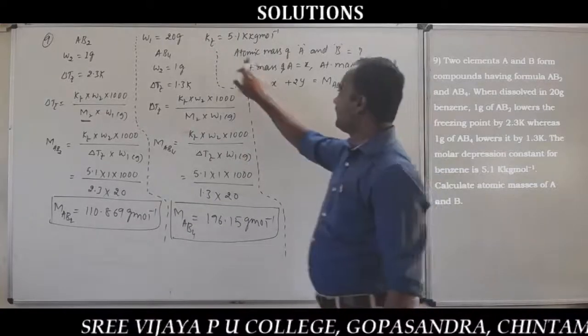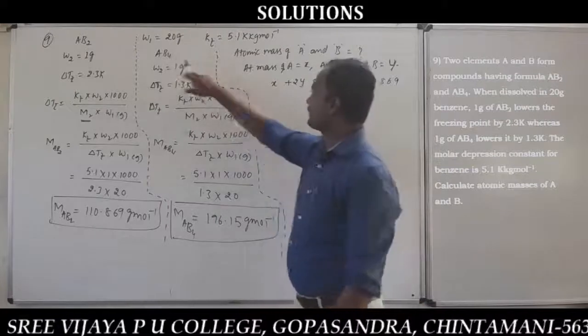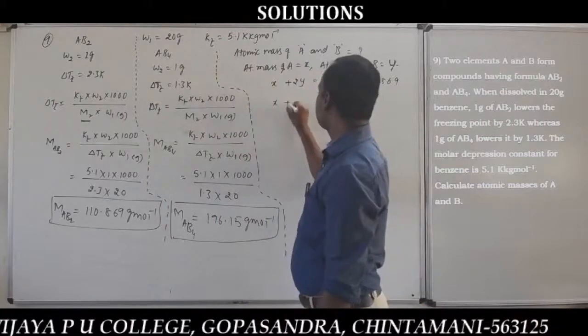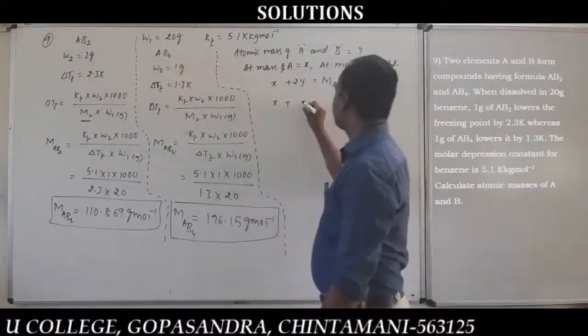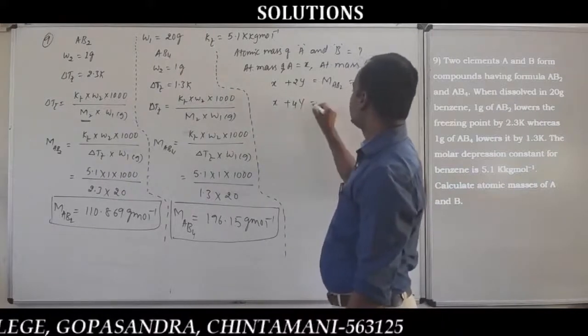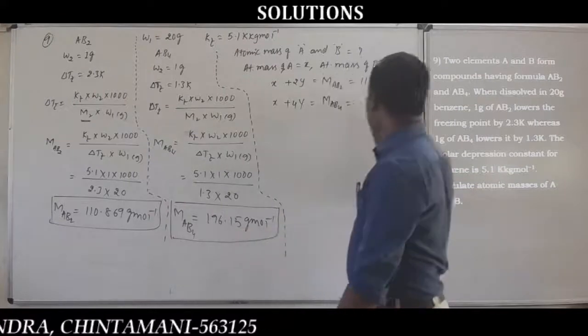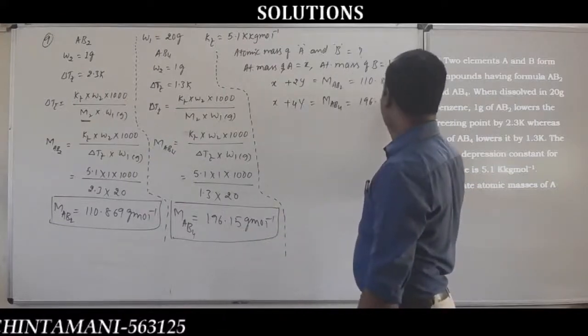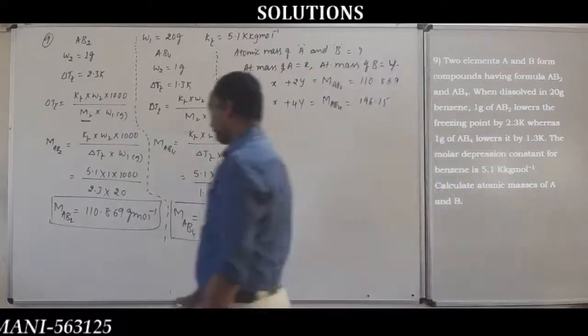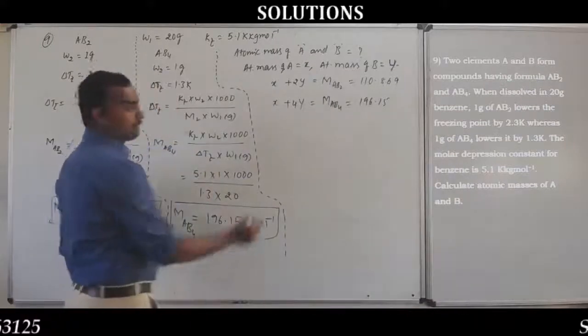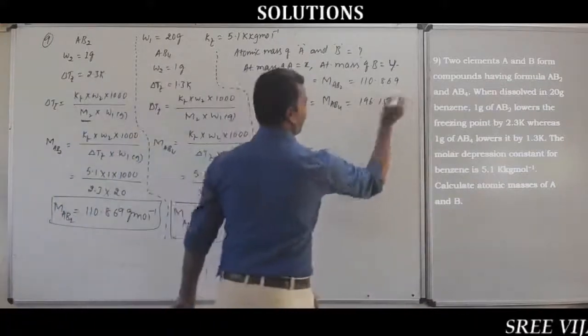That is 110.869. Similarly, for AB4, the atomic mass of A, that is x, plus the atomic mass of B, that is y, four times, is equal to the molar mass of AB4. The molar mass of AB4 is 196.15 gram per mole. So we call these equation 1 and equation 2, and simplify.